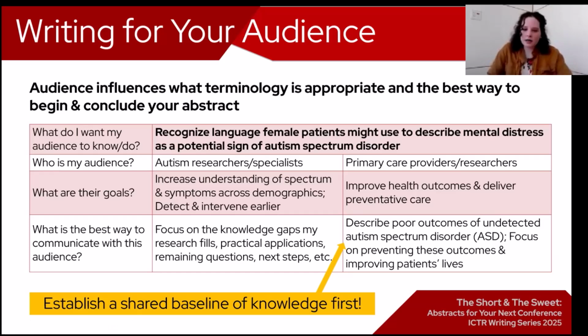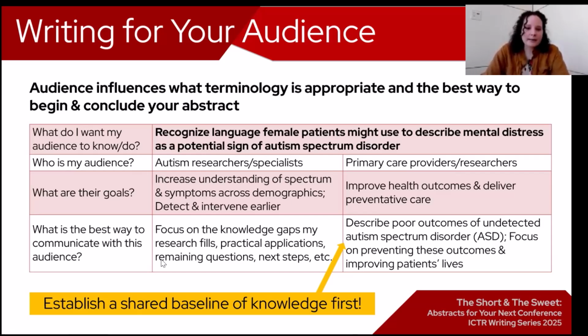So in the left column, the autism researchers and specialists will be interested in increasing understanding of the spectrum of autism and understanding what symptoms manifest across different demographics and how to detect them and intervene earlier. Whereas primary care providers or researchers have a more broad interest in improving health outcomes and delivering preventative care for the best outcomes for their patients across a wide array of potential health issues.